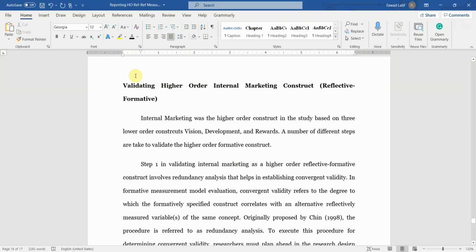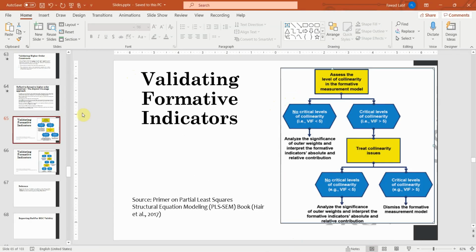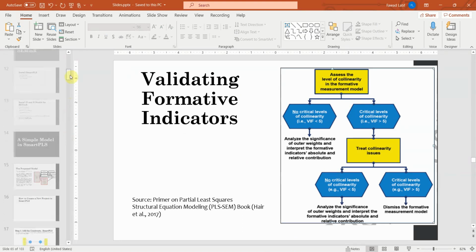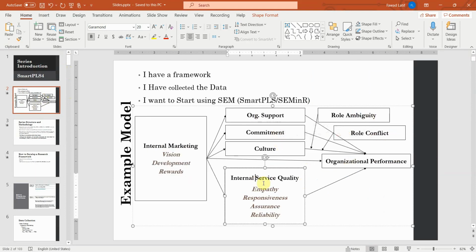Now here I've got a template, and I start off with validating the higher order internal marketing construct. Internal marketing, here it is, from my original model that we are assessing as part of this series. This is my higher order construct. These are my lower order constructs, and this is my higher order reflective construct that has been validated before. In order to find out the reliability and validity, and how reflective constructs or lower order constructs are validated, I would request you to refer to previous sessions.